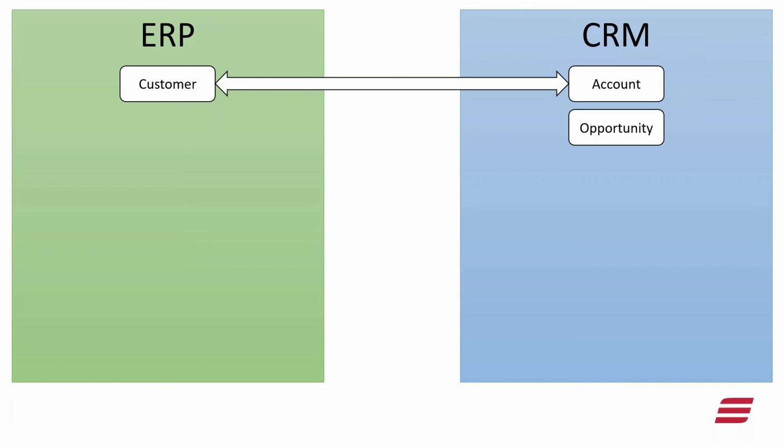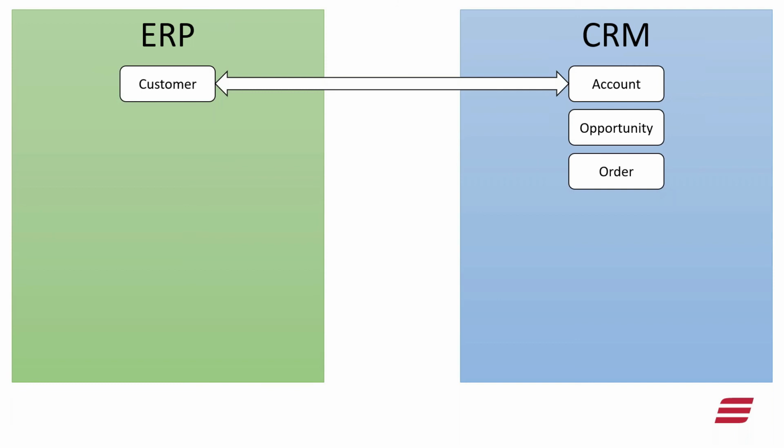Okay. Now CRM's got a bunch of opportunities listed against the account. Hopefully, if your sales team is overworked and overburdened, there's a whole lot of opportunities out there per account. Those opportunities don't necessarily need to come over to the ERP, okay? Because what do accountants care about opportunities? There's no money in them.